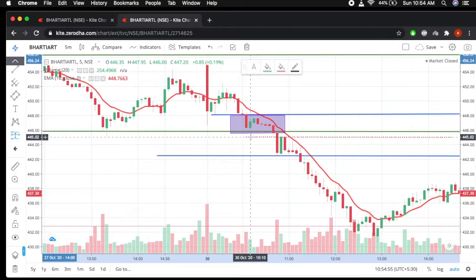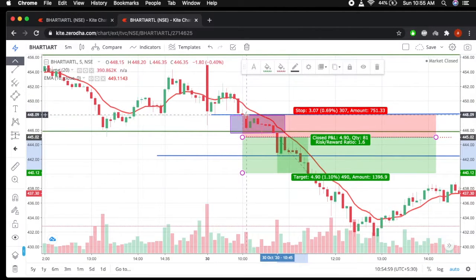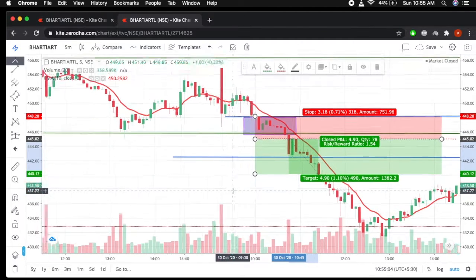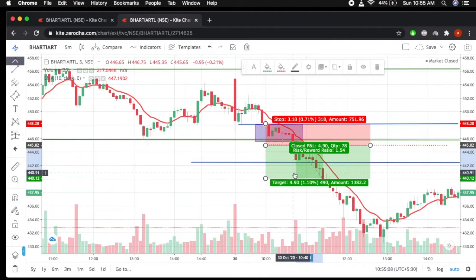So I just made my entry on the pullback, which was over here. I kept a stop loss something around here, which was around 0.6 or 0.7%, and I took my first target over here. I sold the first half of the shares on this particular level, which was around 4 to 5 rupees of profit.